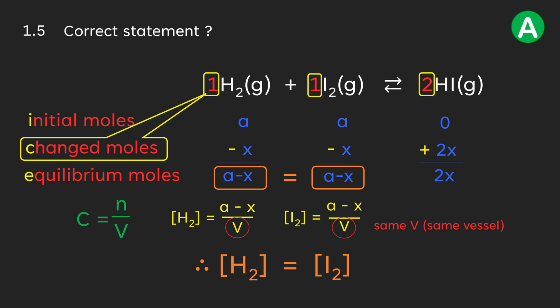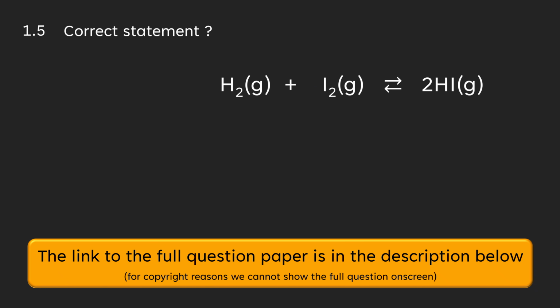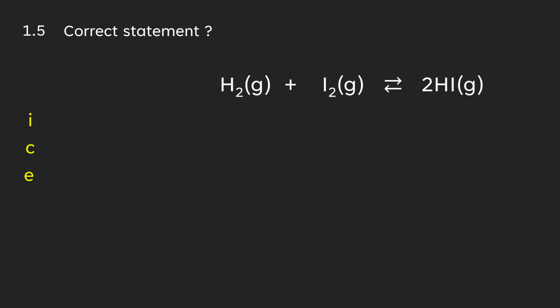Question 1.5. Here we need to compare the concentrations of the species at equilibrium. This is the equilibrium reaction. To determine the relative concentrations of the species at equilibrium, we can use an ICE table, where I is the initial moles of each species, C the changed moles, that is, the moles of each species either used up in the reactants or produced in the product. And E is the number of moles present at equilibrium.